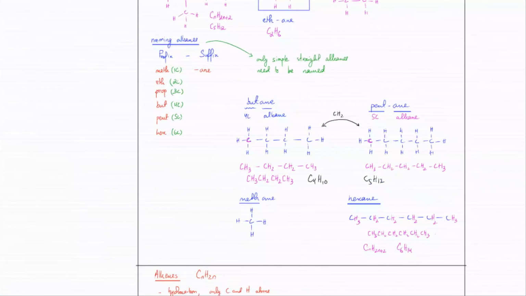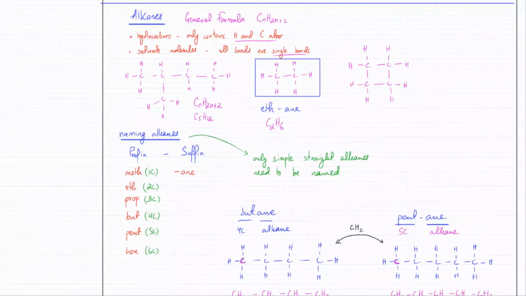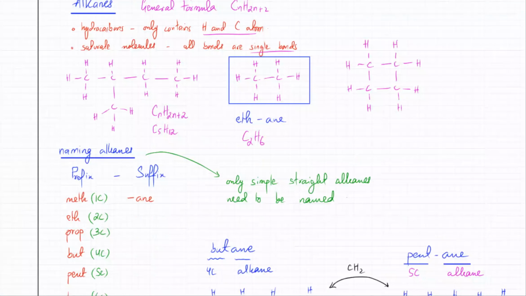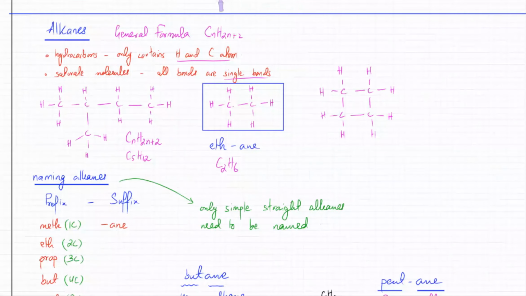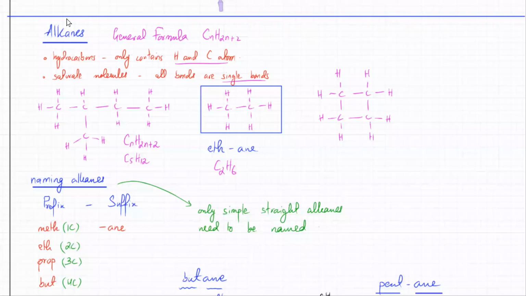We did the naming of alkanes. Alkanes were saturated hydrocarbons. That meant that they only had single bonds. They were just carbon and hydrogen atoms, and all of them were single bonds. That is what an alkane was, saturated molecules.